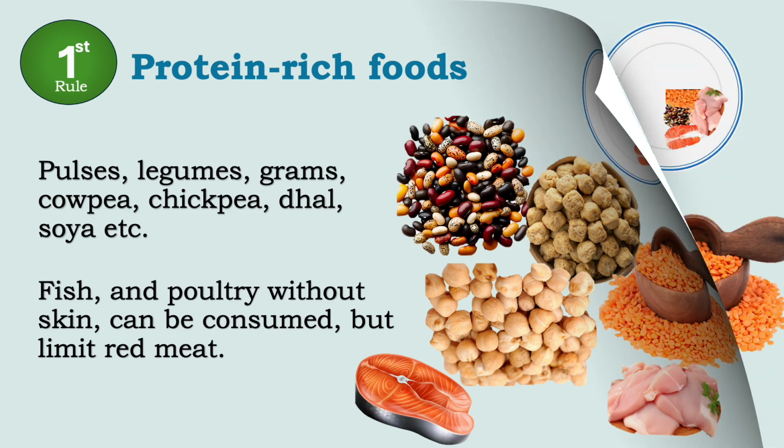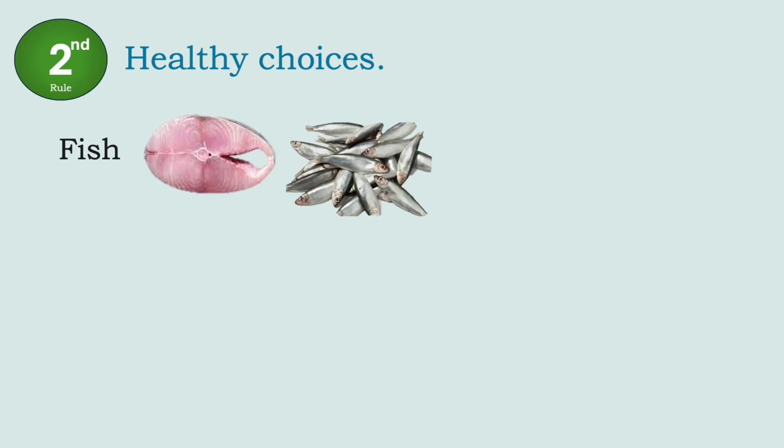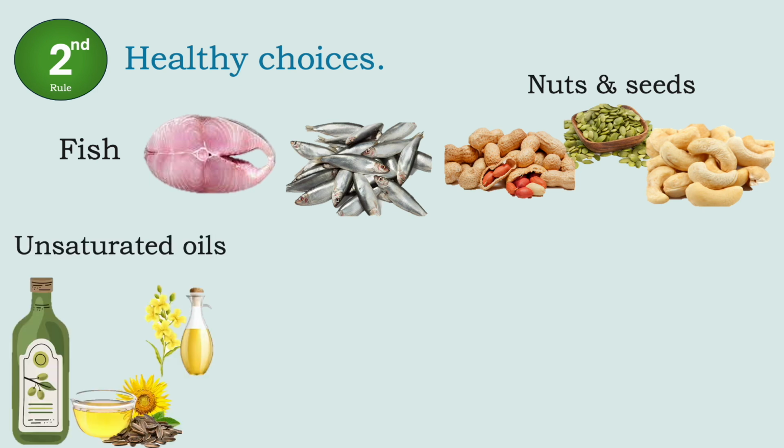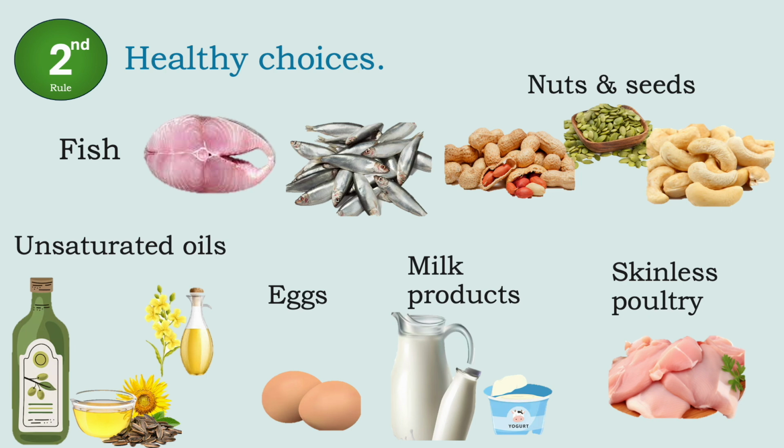The second rule is to select healthy options when making food selections. Healthy choices are fish, a good source of omega-3 fatty acids and unsaturated fats. Nuts, cashew nuts, peanuts, pumpkin seeds and gingerly. Unsaturated oils such as gingerly, sunflower, olive, canola and soya oils are preferable for cooking. 2 to 3 eggs for a week can be consumed. Eggs without the yolk is advisable for people with high risk of atherosclerotic heart disease. Milk products such as non-fat or low-fat milk, non-fat yogurt, and curd can be used. Skinless poultry is a safer option.